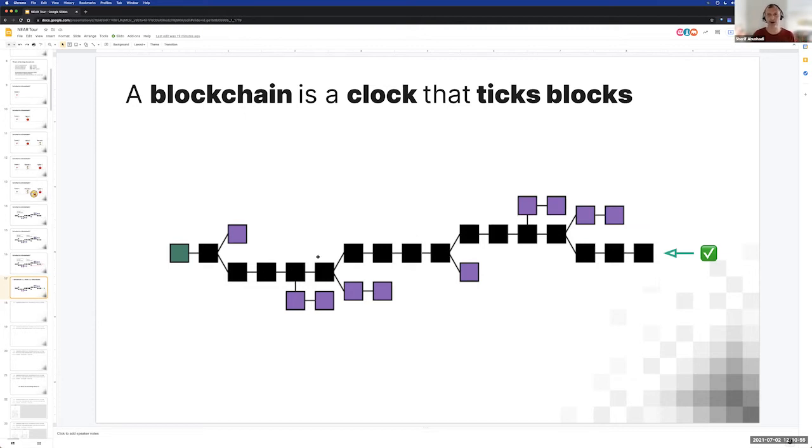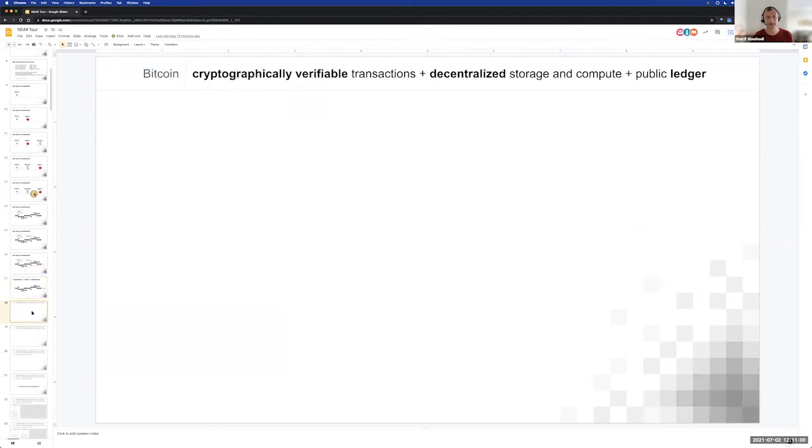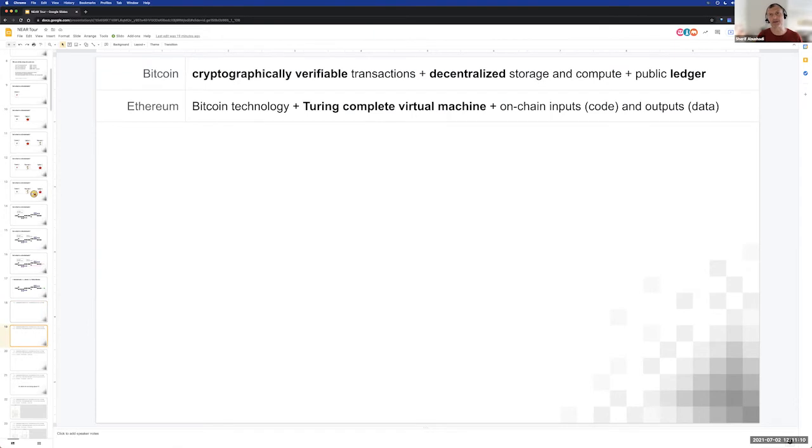It's a profound thought when you follow it to its end, or at least explore it a little bit. And so with Bitcoin, we have these cryptographically verifiable transactions, decentralized storage, public ledger. These are some of the words you may have heard with Bitcoin. Ethereum, on top of that, put a Turing-complete virtual machine. A Turing-complete machine is a machine that can simulate any other machine.